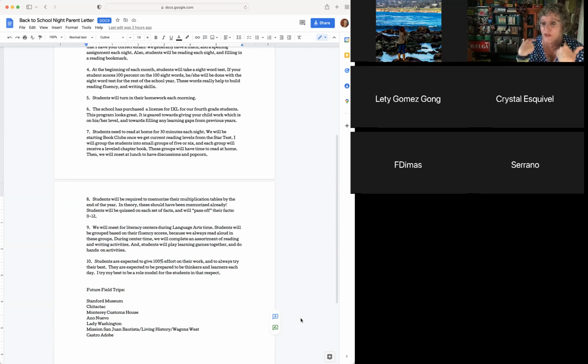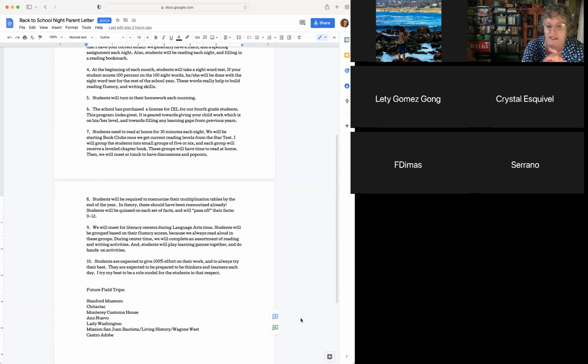I also read with them and slowly pick up the pace. I match their pace and then I slowly push them so that they start reading faster. Occasionally during the year, probably 3 or 4 times, I give them fluency tests. If they're getting faster, then we switch the groups around so they get to read with different people at their new speed. In the literacy centers, we complete an assortment of writing and reading activities. Students play learning games together and they do hands-on activities.